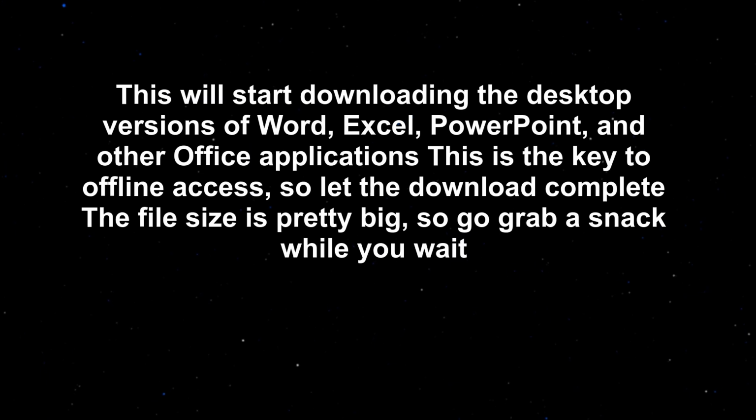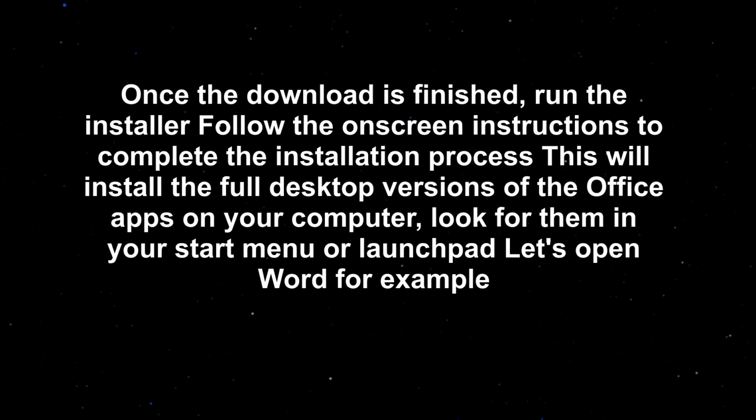This is the key to offline access, so let the download complete. The file size is pretty big, so go grab a snack while you wait. Once the download is finished, run the installer. Follow the on-screen instructions to complete the installation process. This will install the full desktop versions of the Office apps on your computer.